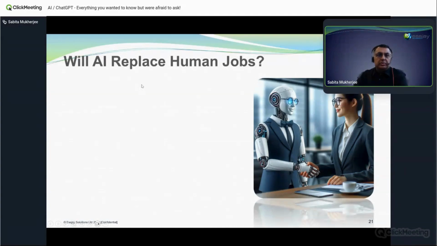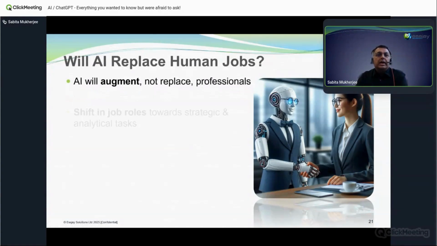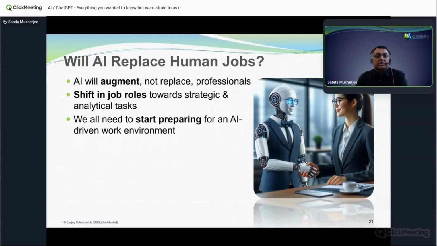Will AI replace human jobs? Now, this is a question that's always being asked. AI is more likely to augment jobs rather than replace them. While it can automate repetitive tasks, human expertise remains essential for interpretation, ethical considerations, and strategic decision making. The value of human insight is in interpretation, empathy, and context, things that AI cannot replicate.